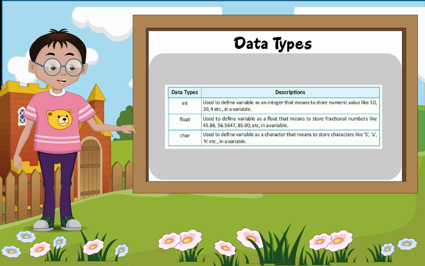Float: used to define a variable as a float, that means to store fractional numbers like 45.86, 56.5647, 85.00, etc. in a variable. Char: used to define a variable as a character, that means to store characters like S, A, H, etc. in variables.